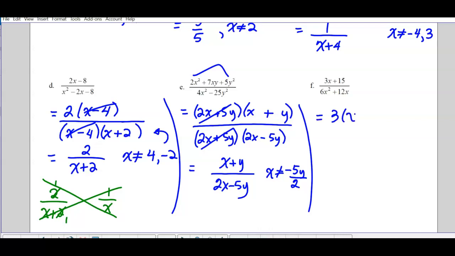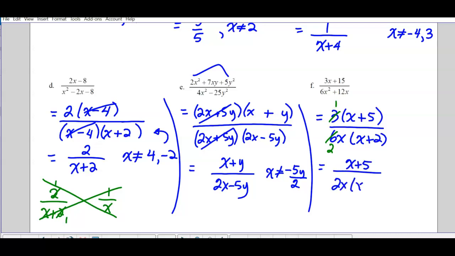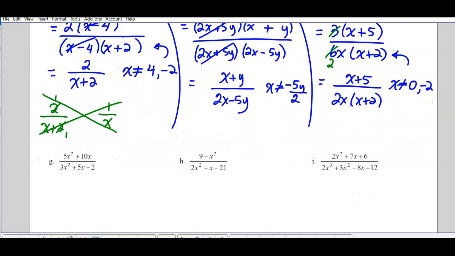Next one, 3 is common. x plus 5 over 6x is common. x plus 2. So all there is here, the brackets aren't the same. So 3 goes into itself once, into 6 twice. So now we leave it as x plus 5 over 2x bracket x plus 2. We go back to this step. x cannot equal 0 or -2. There's a factor of x, and the restriction is 0.